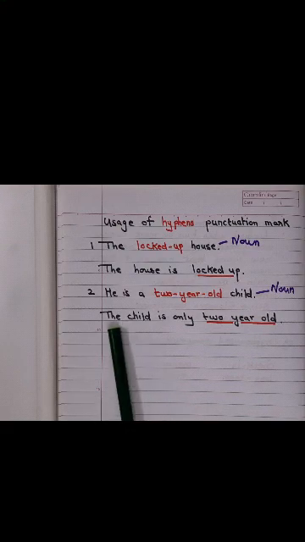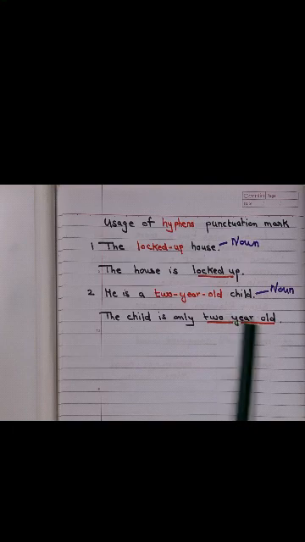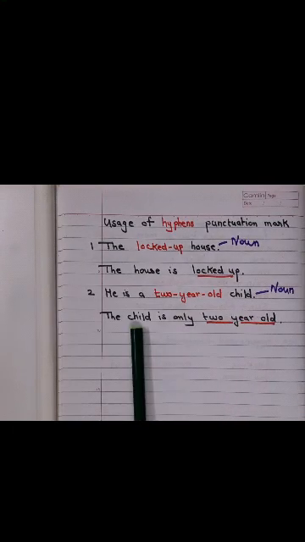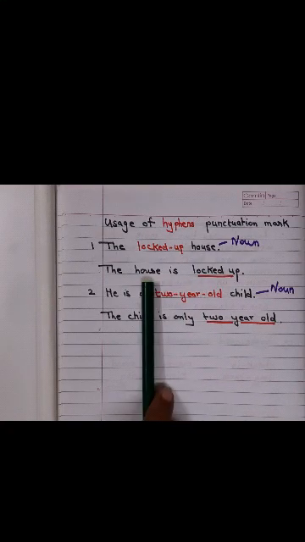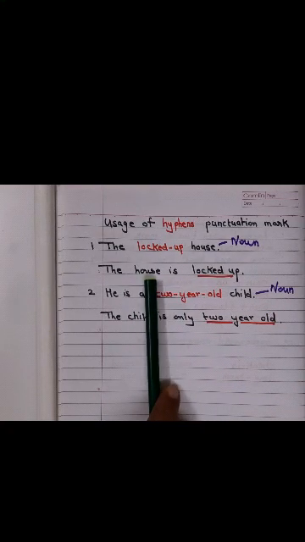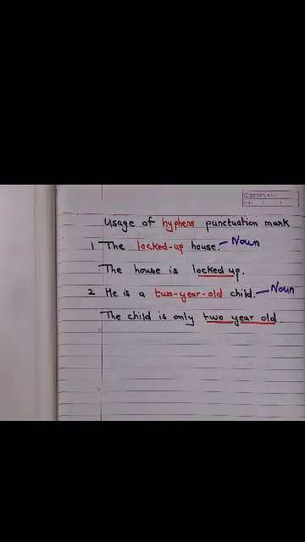Now children, if the sentence is like this, the child is only 2-year-old, here you will not use a hyphen. Why? Because the noun is here. Right? Like in this sentence, here comes the noun and then comes your adjective.